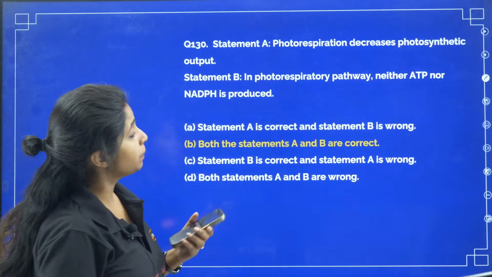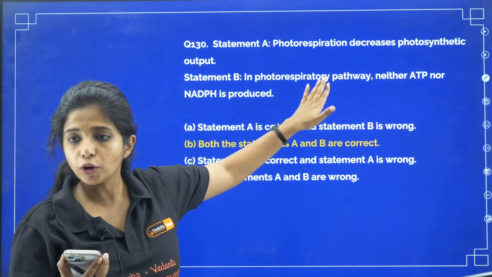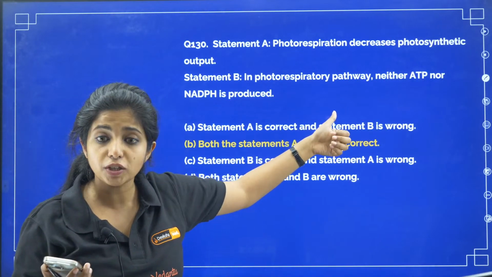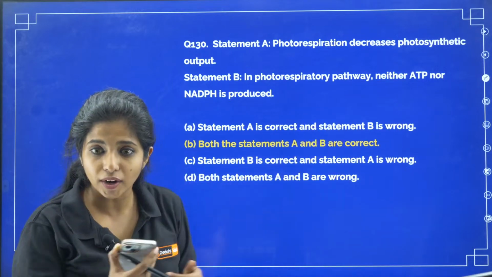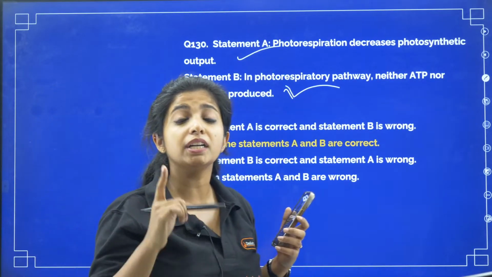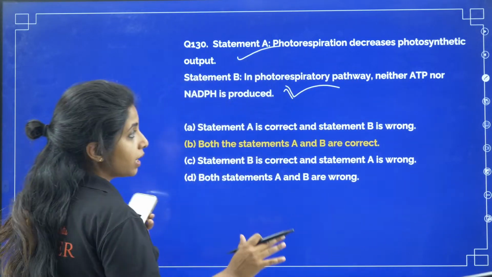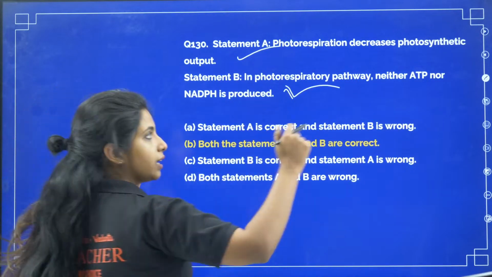Now, next thing, statement A: photorespiration decreases photosynthetic output. Obviously, yes. In the photorespiratory pathway, neither ATP nor NADPH is produced. Yes, it is not. Instead, it is being utilized. This is correct. Always remember, photorespiration is not energetically efficient. They take in all the ATPs. We do not want to do that. Okay, it is not going to produce both of them, it is going to take them in.